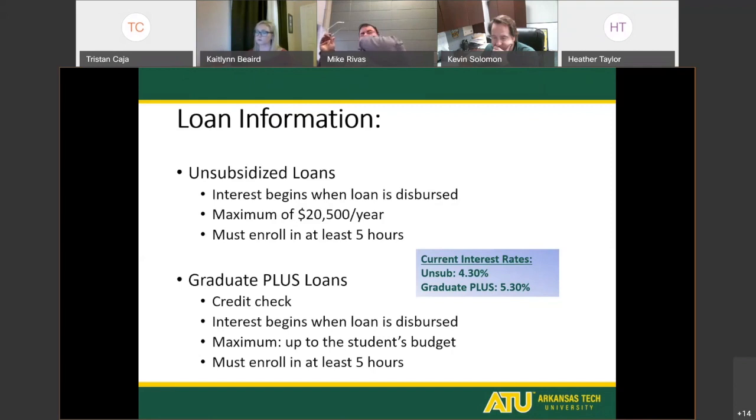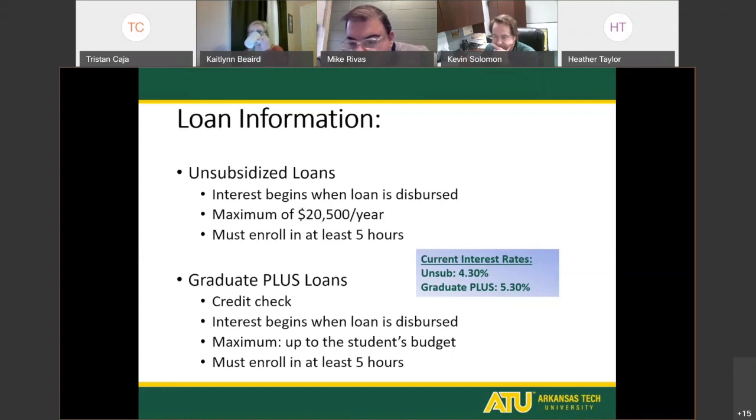Both of these loans, the interest begins when the loan is disbursed. So if you're going in the fall, the loan is disbursed on August 18th. Interest is going to start accruing then, and you're going to be responsible for that. It accrues quarterly, so every couple of months that's going to accrue. You do have the option to pay that interest, or you can wait and pay it off with your principal. Now, do know that since it is compounding, it's going to add up a lot quicker than you think it would.